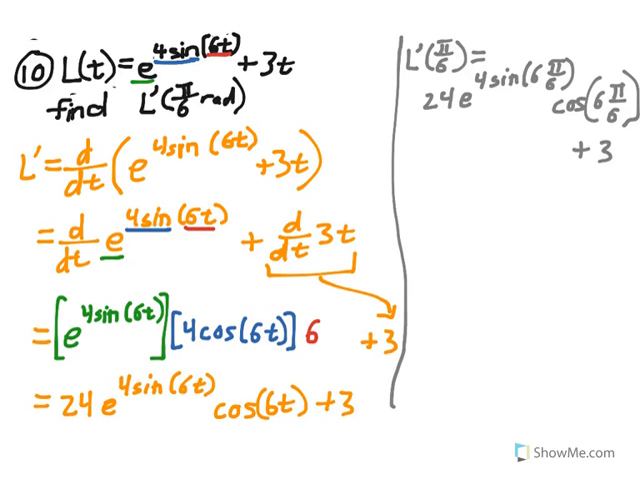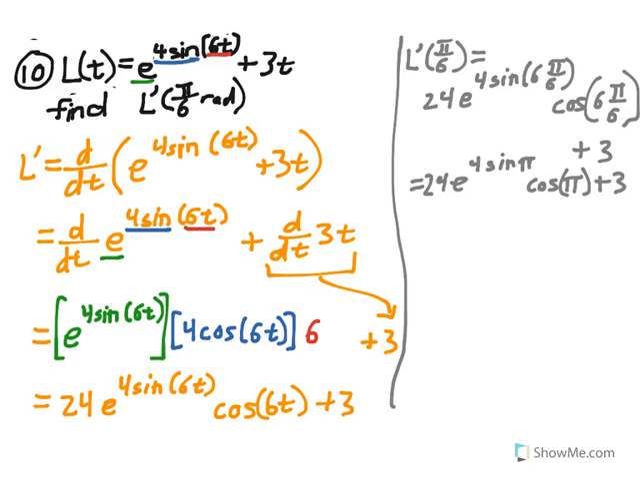Alright, so this part becomes pi. Actually, let me just rewrite this. So that part there becomes pi, that part there becomes pi. So this is equal to 24 times e to the 4 sine pi cosine pi plus 3.